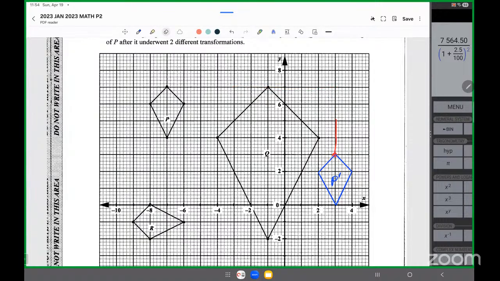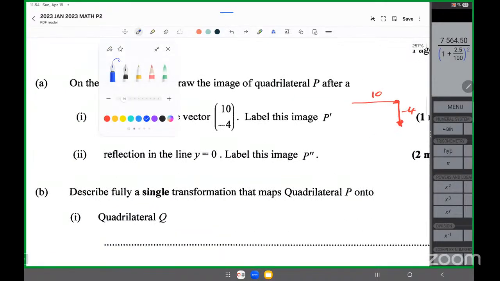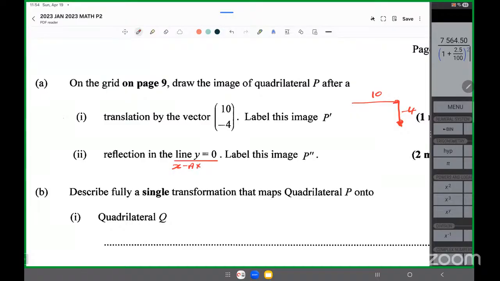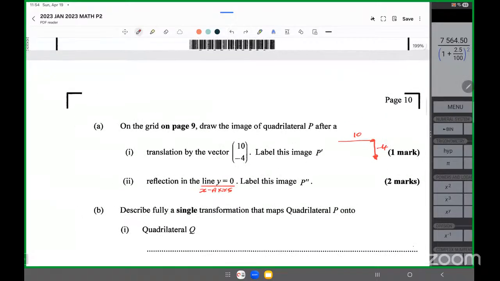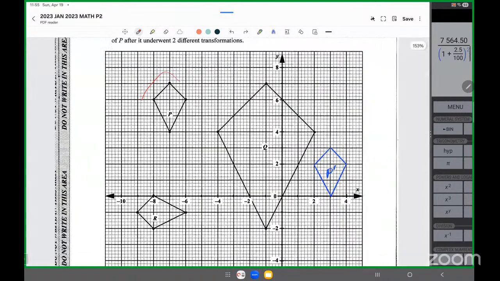All right. Nice and easy. Next thing I want us to do is the reflection in the line y equals 0. Now, the important thing with this one is for you to recognize that the line y equals 0 is actually the x-axis. Line y equals 0 is the x-axis. So I want it reflected in the x-axis and labeled P double prime. All right, so we're actually reflecting this thing in the x-axis. So the x-axis is this line, as you know.